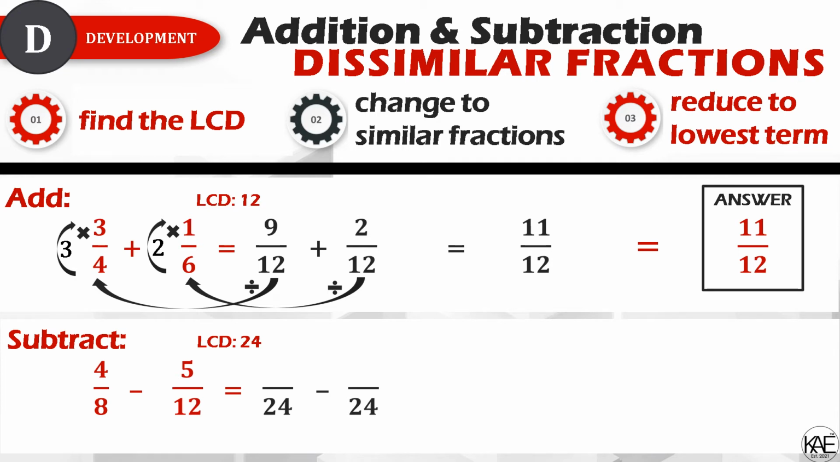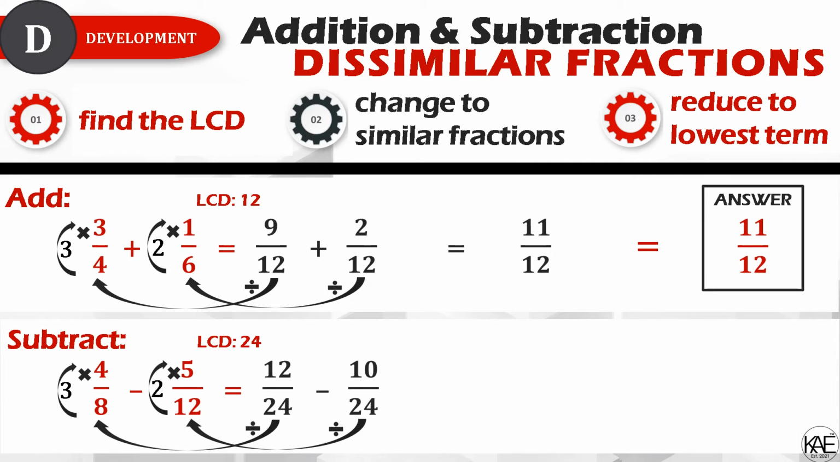Then to change this into equivalent fractions, we divide 24 by 8, that would give us 3, multiplied by 4, that would give us 12. Repeat the process for the second fraction. 24 divided by 12 would give us 2, and 2 times 5 would give us 10.